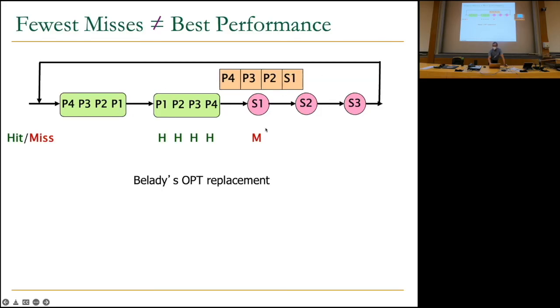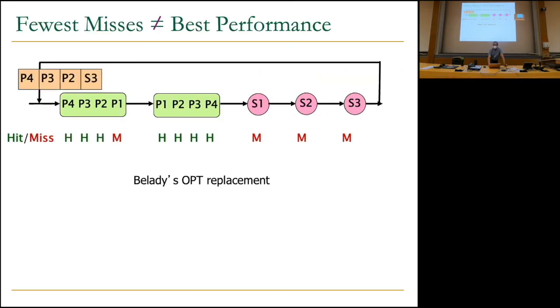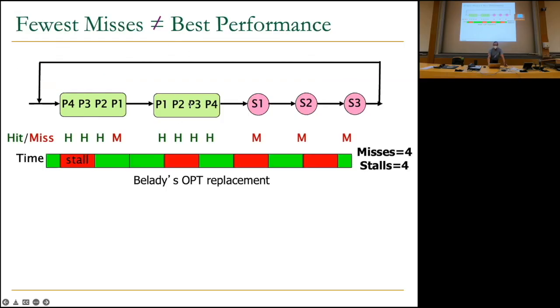But S1 is a miss because it's not in the cache. Here, S2 is a miss. It's not in the cache. S1 will be replaced by S2 because S1 is going to be referenced furthest into the future at this point. And then S3 is a miss because it's not in the cache. And then S3 replaces S2 in the cache. This is the state of the cache at this point. And then you get 3 hits, and P1 misses. Now P1 replaces S3. And then you're back to the steady state that we have shown. And it repeats basically.